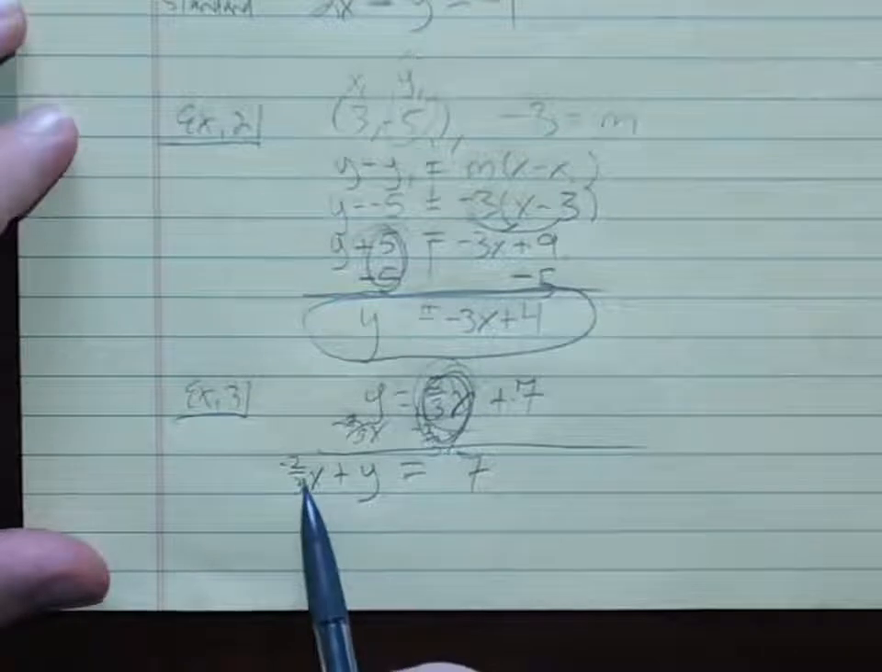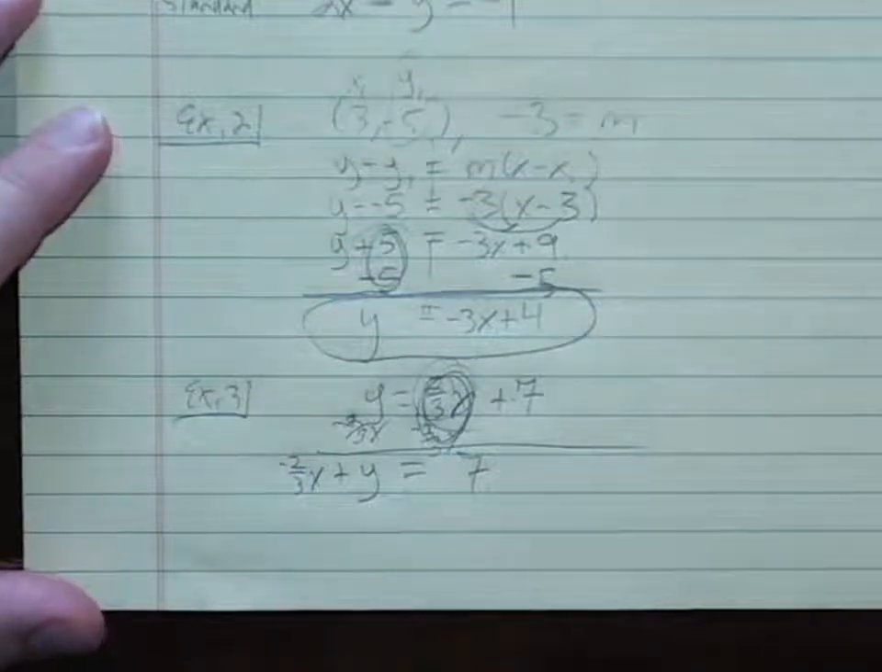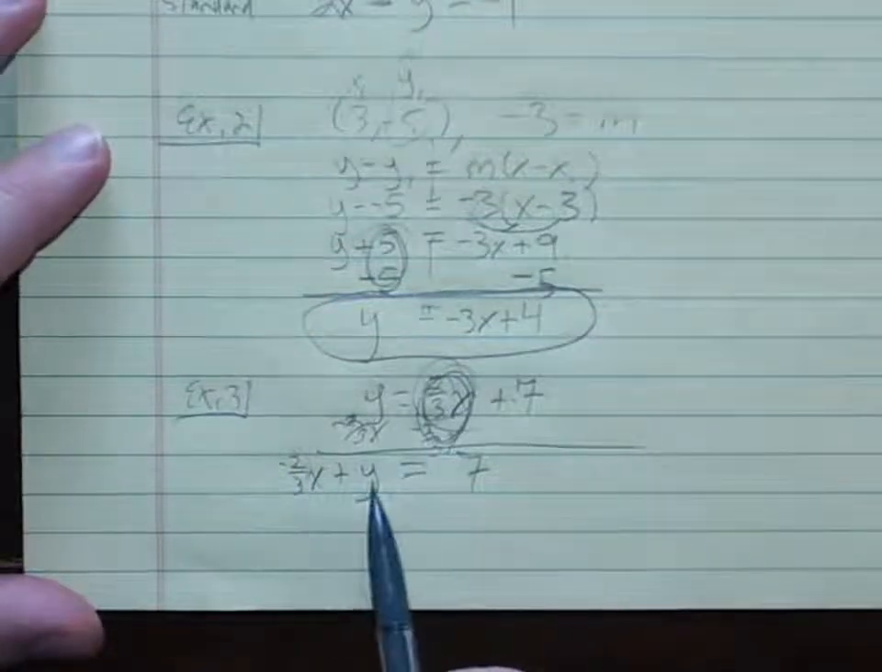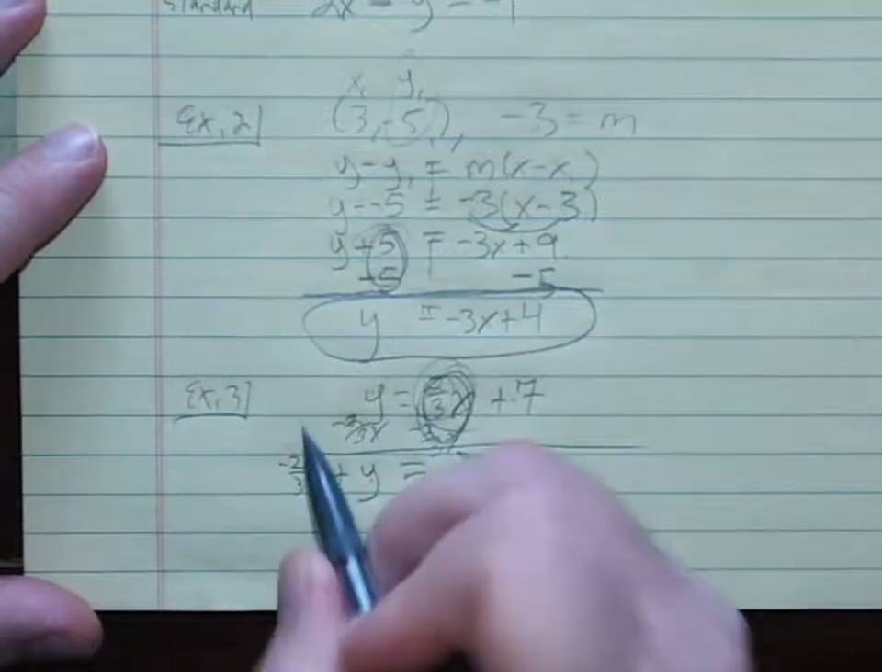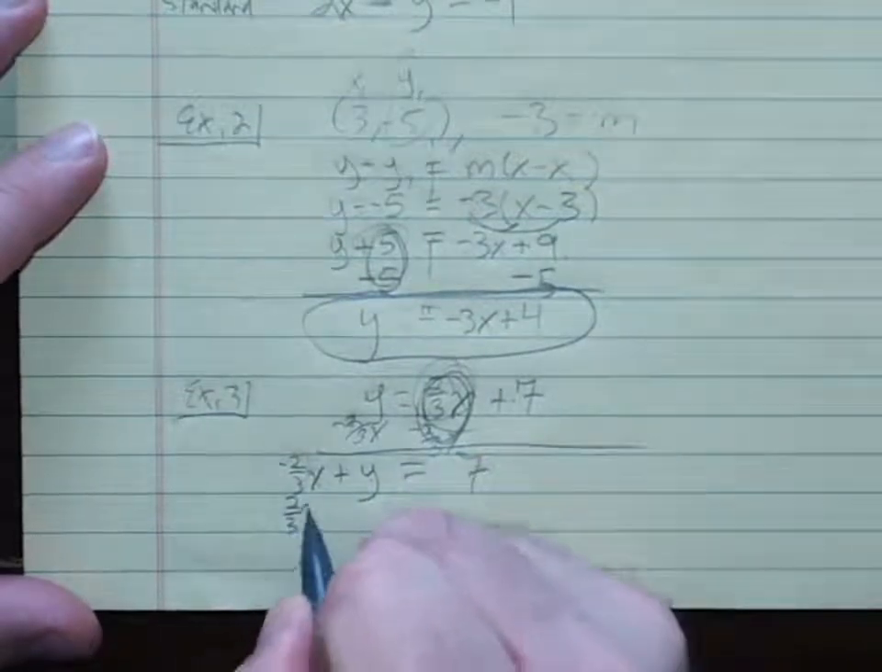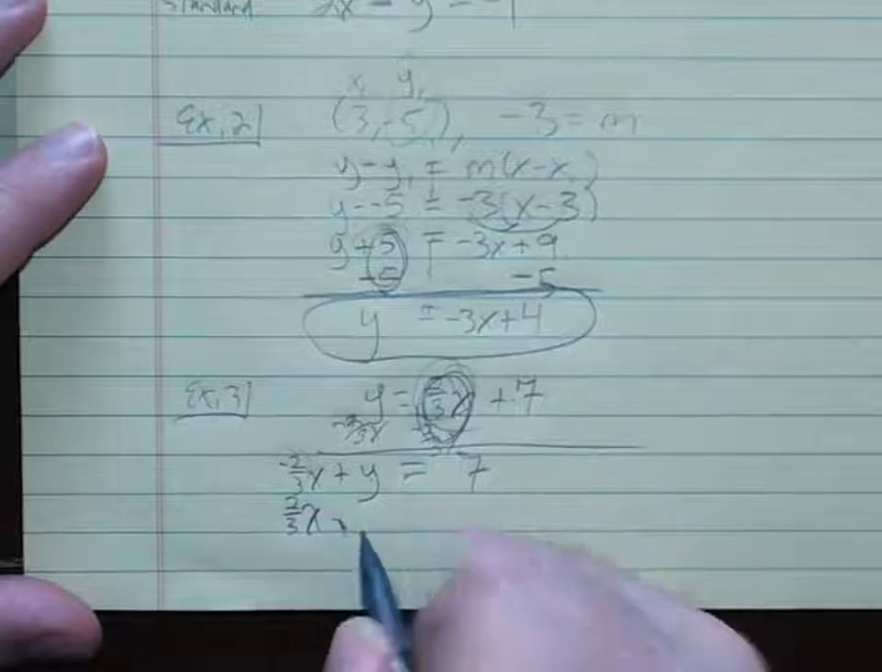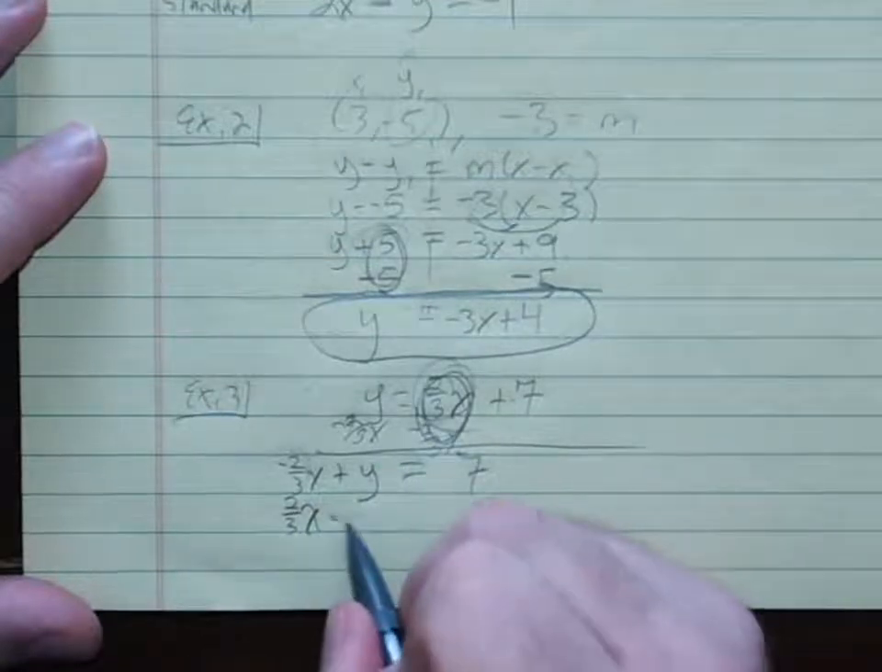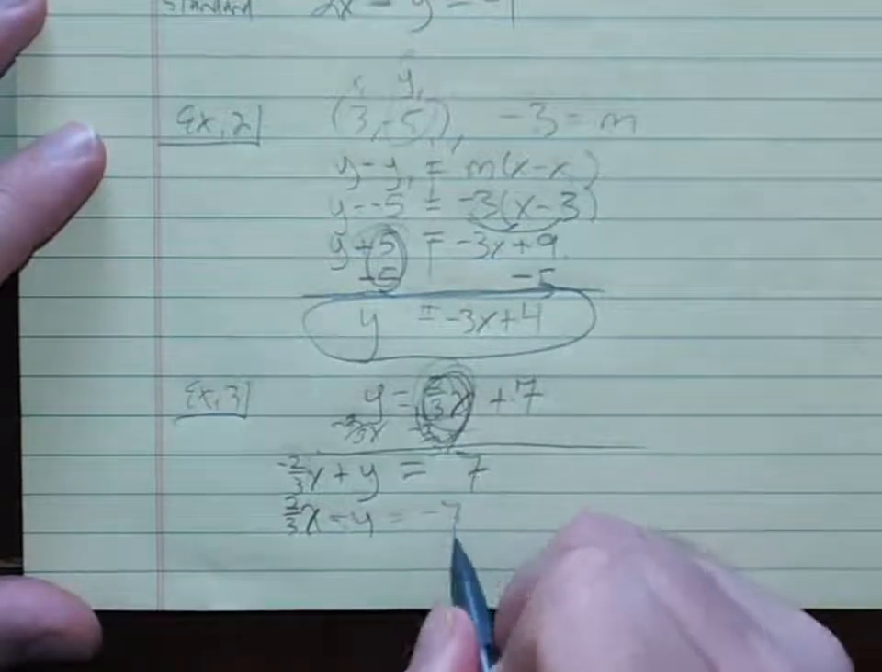Next thing, I noticed that the coefficient is negative. What do we do there? We change the signs of all three. So negative 2/3 x will become positive 2/3 x. Plus y will become negative y. And 7 will become negative 7.